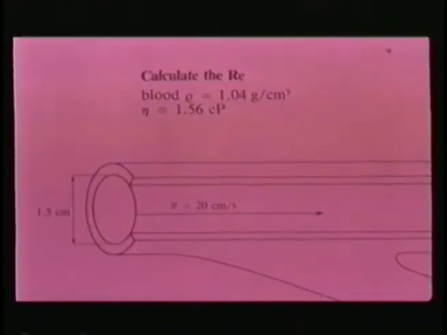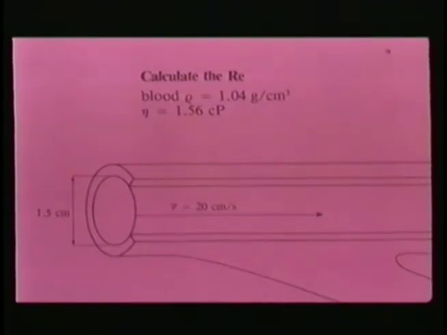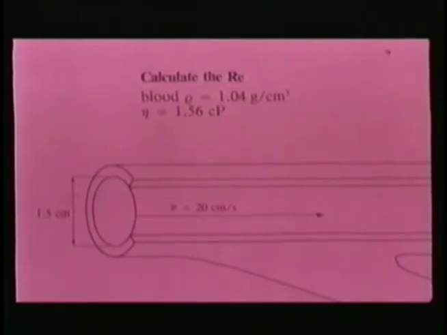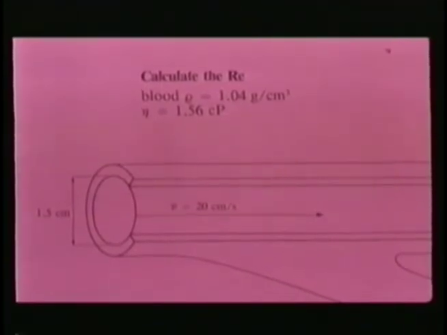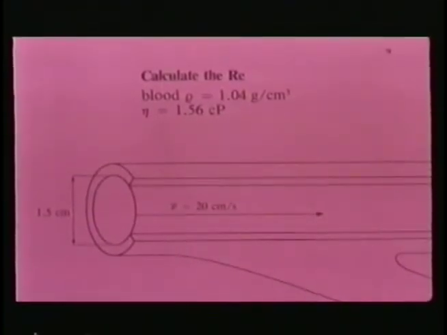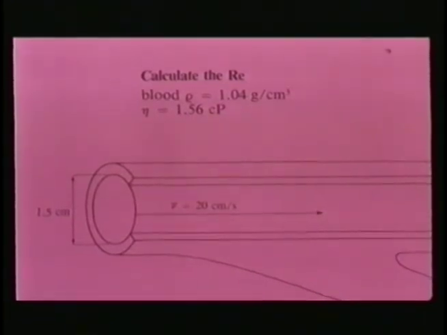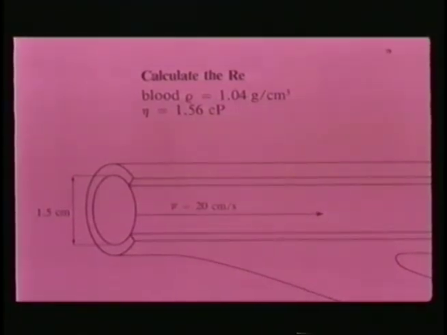For the same artery with a diameter of 1.5 centimeters, if due to severe anemia the blood viscosity is reduced to 1.56 centipoise, the blood density decreases to 1.04 grams per centimeter cubed, and the mean linear velocity increases to 20 centimeters per second, calculate the Reynolds number. Discuss the likelihood of turbulence in this vessel.